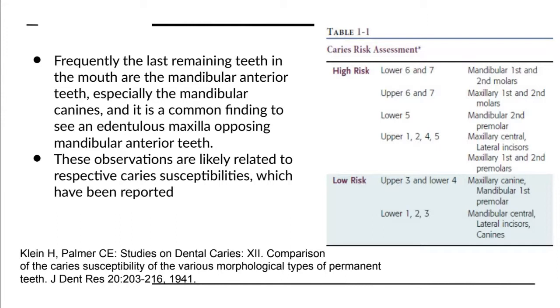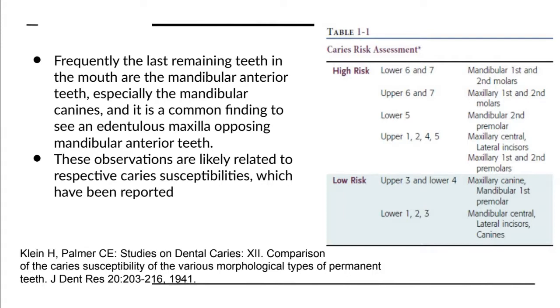It is because of caries, right? This is generally because of caries, and it can be because of gum disease also. These observations, if you can see this second line, are likely related to respective caries susceptibilities which have been reported. This study is based on the comparison of caries susceptibility of various morphological types of permanent teeth. So this is the main reason for this type of loss.